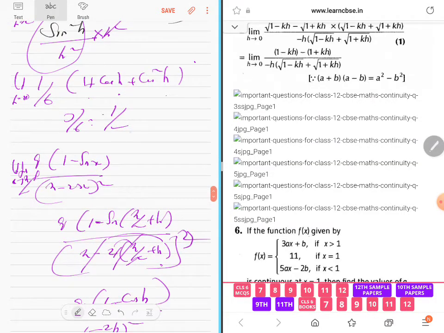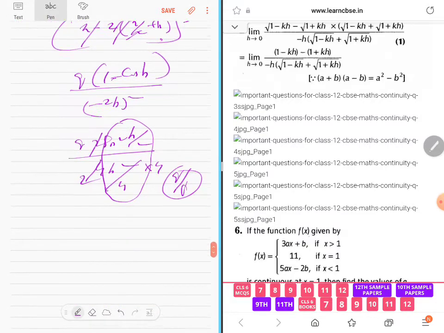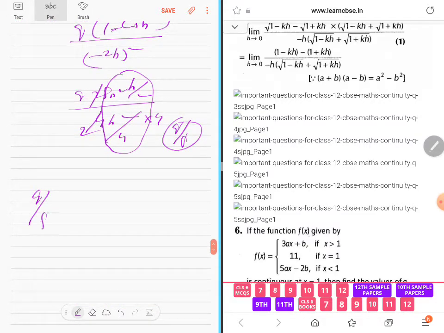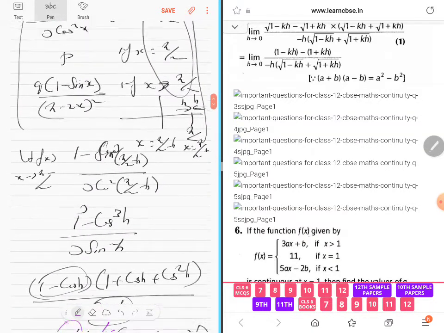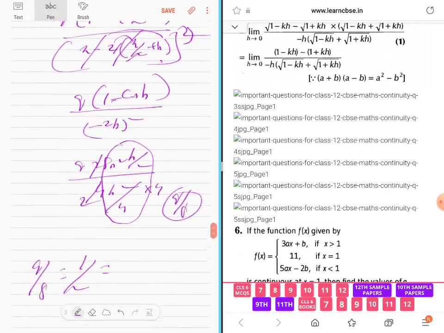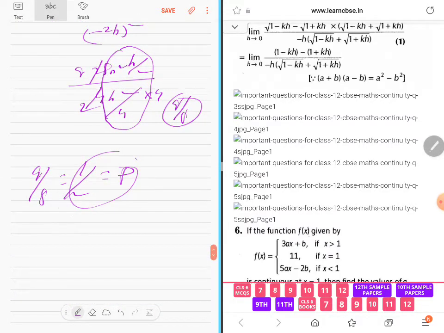So q by 8 is the right limit, and it is equal to 1 by 2, which is the left limit. It should also be equal to the value at that point, which in the question would be given as p. So therefore you equate it to p. So p is equal to 1 by 2, q is equal to 4. Like that you will get all the unknown values.